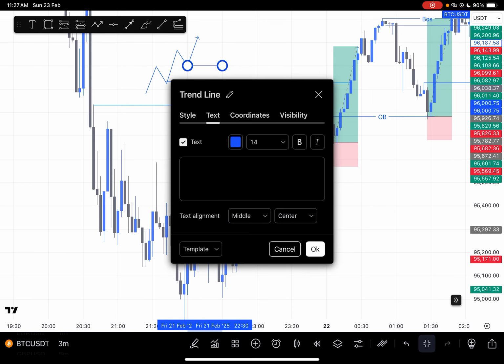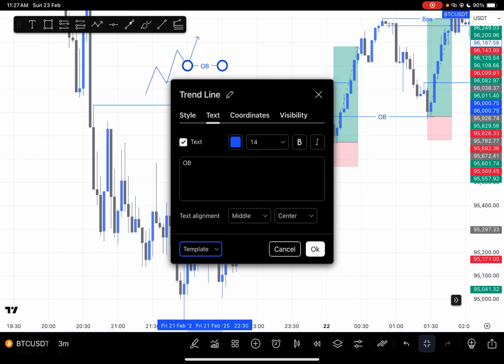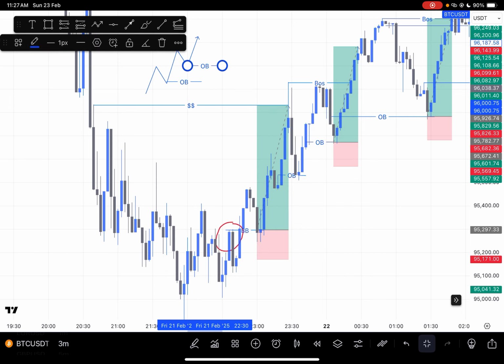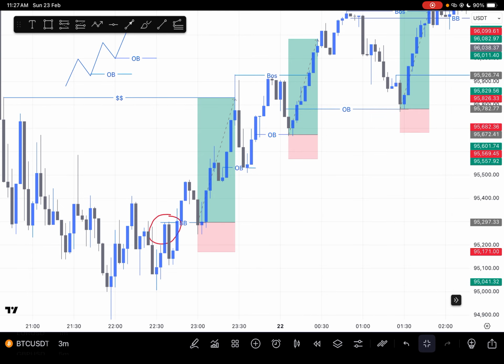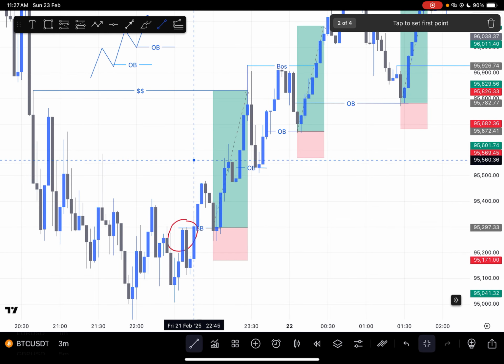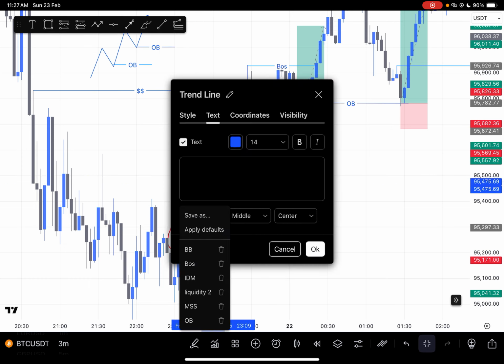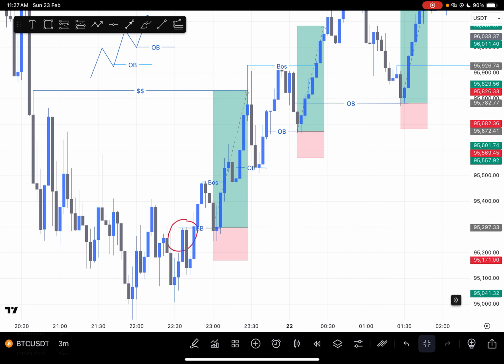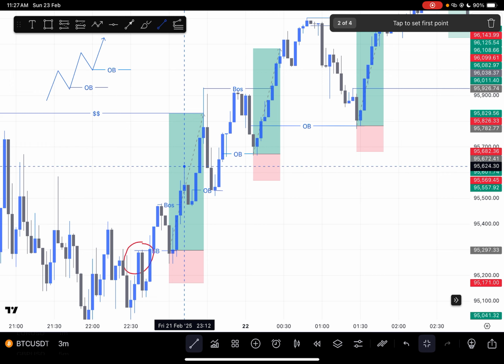Each time price is moving in a particular trend, creating higher highs and higher lows, creating multiple break-up structures, it always leaves an order block at every previous low. So now from this point here, this is the first break-up structure. Then this is the second break-up structure.